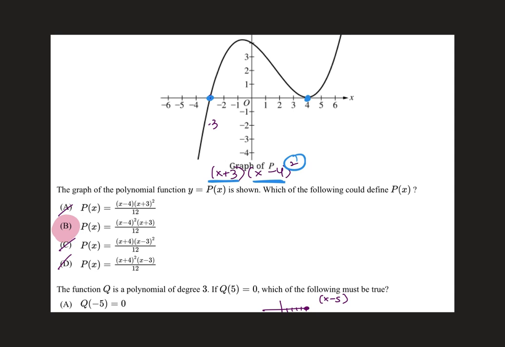There was only one with x minus 3 raised to an even power. It could have been 2, it could have been 4, it could have been 6, so it didn't have to be squared, okay? And the same thing with x plus 3. It could have been x plus 3 to the third, x plus 3 to the fifth, because it had to be an odd power, but it worked.